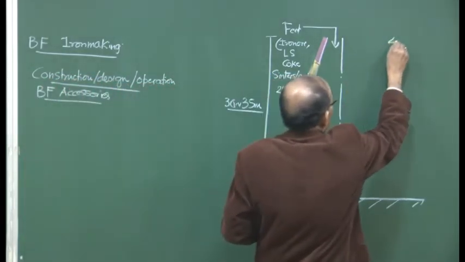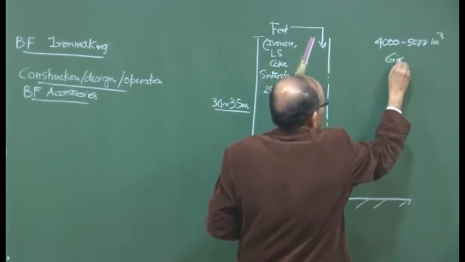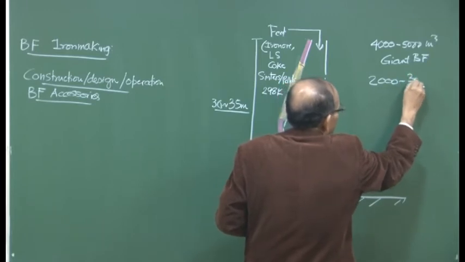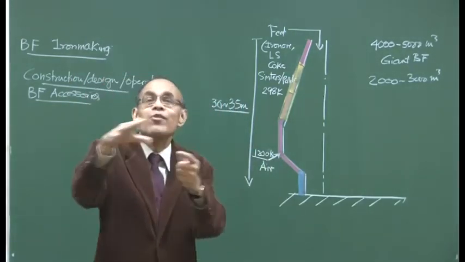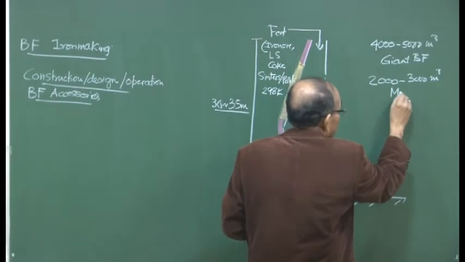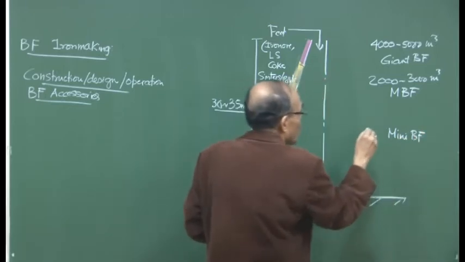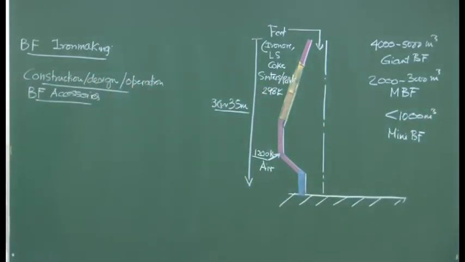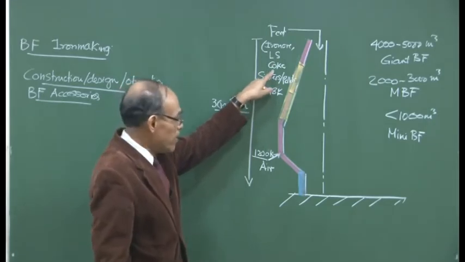I would say 4000 to 5000 meter cube. If this is the internal volume, then we label the blast furnace as a giant blast furnace. Typically 2000, 3000 meter cube are modern day blast furnaces. Nobody makes them smaller; larger blast furnaces are better than a cluster of smaller ones, but there are problems we will see later on. And then we have mini blast furnaces in small steel plants, where the internal volume is less than 1000 meter cube or so.